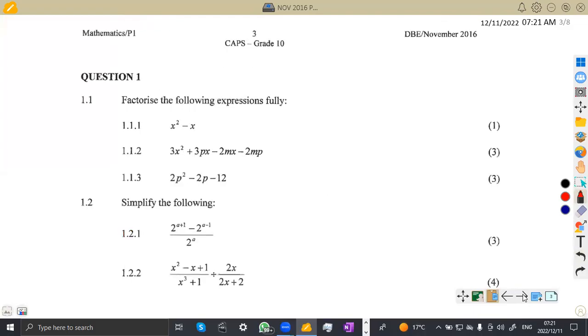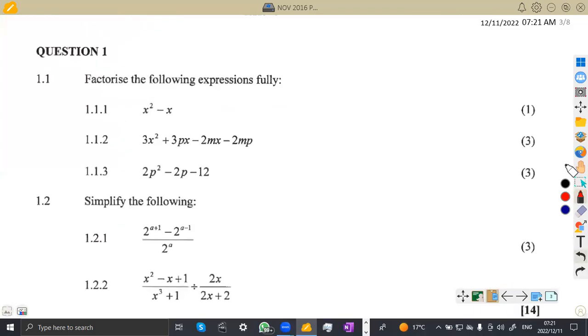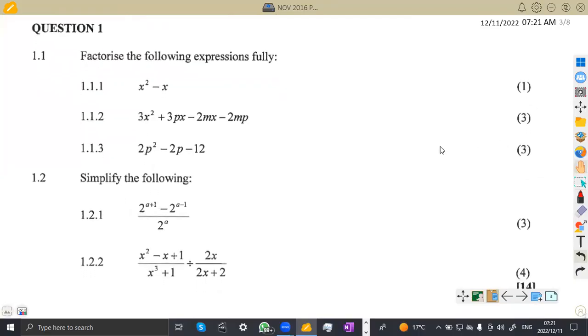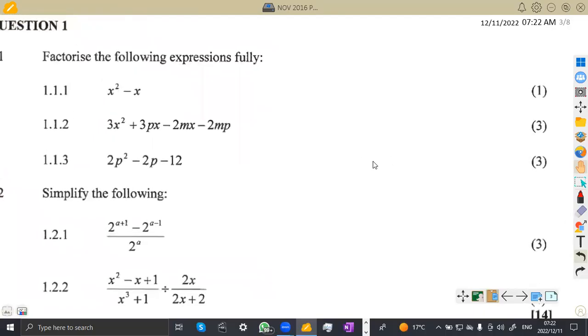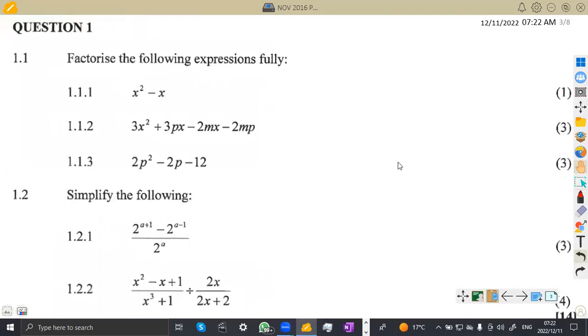All right, so the first part of the question, that is question number 1, we were given to factorize the following expressions fully. So as we can check the first part, that is x squared minus x. That one is just direct. You can even try and attempt it here. So x squared minus x, all you need is to find the highest common factor. What is common here? That is x. So this is going to give us x into, if we factor out x, we divide x squared and x, that is x, minus x divided by x, which is a 1.